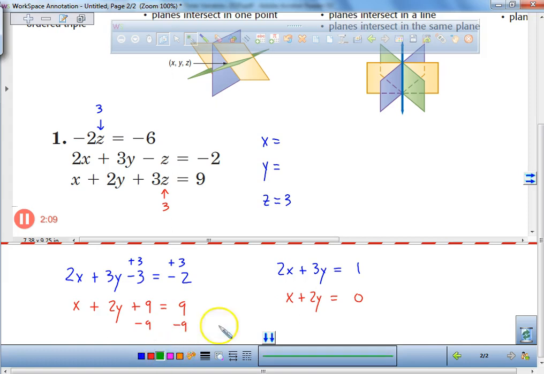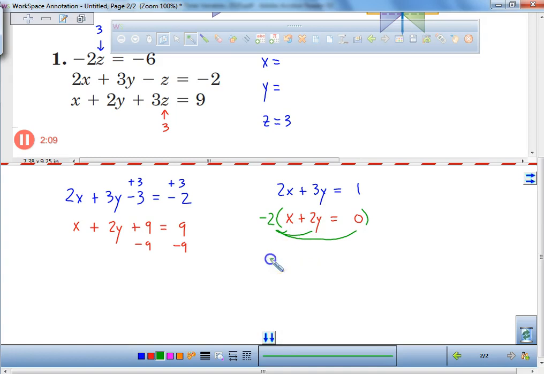And the reason why I'm saying that is it's easier because all I got to do is take this bottom equation and multiply it by a -2. So let's go ahead and distribute a -2 throughout the bottom equation. So what does that leave us with? -2x minus 4y equals 0, because negative 2 times 0 is still 0. And let's just take the blue equation and just place it nice and neat right underneath it.